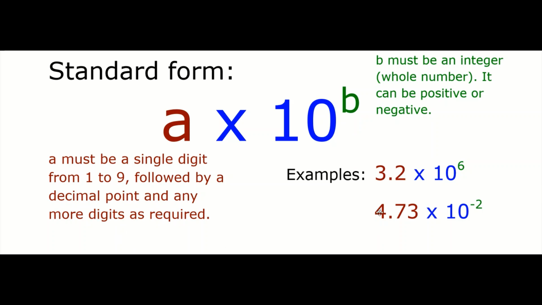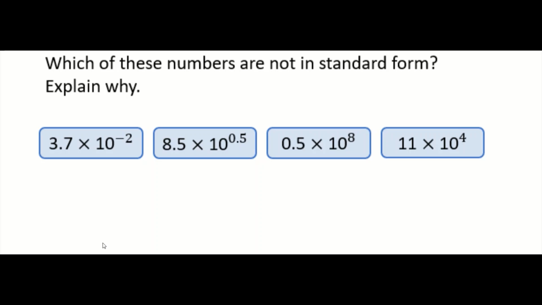So 3.2, 4.73, those are okay. You couldn't have 0 point something or 16 point something. It must be a single digit point something. And then the power of 10 has to be an integer. It can be positive, it can be negative. So have a look at these numbers. What do you think?